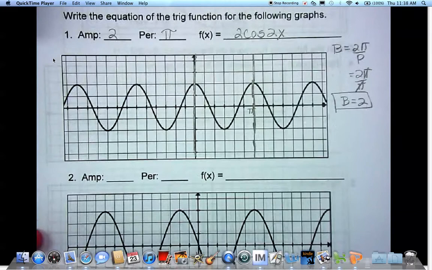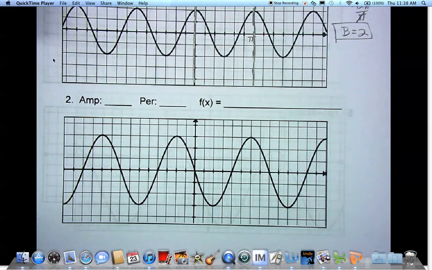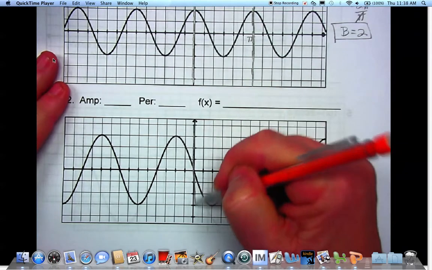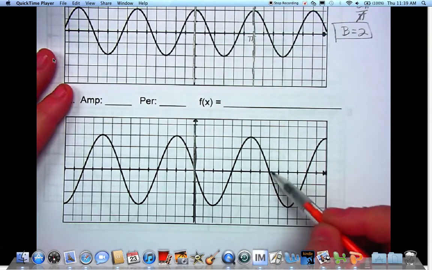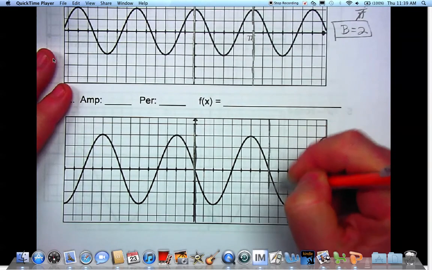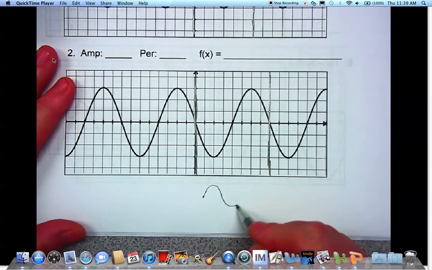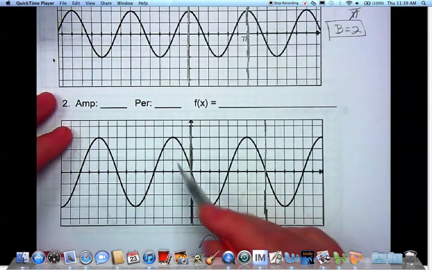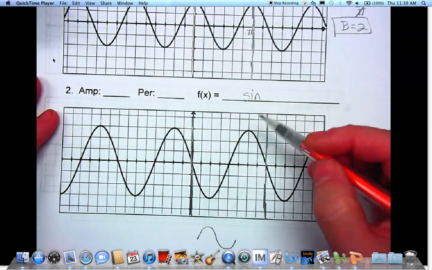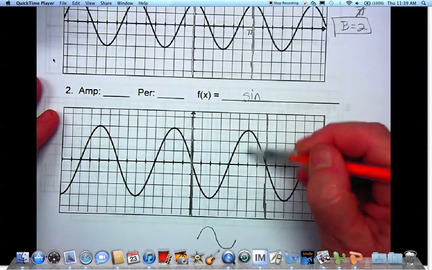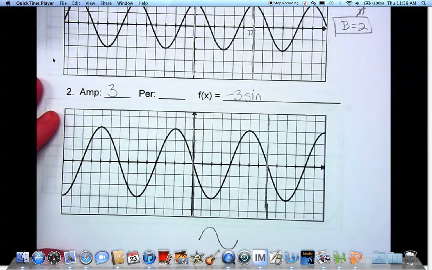Okay, let's go to the next one. This one's a lot easier. Yeah, writing equations is easier. Now, this one, we start at 0, always, for now. What does it look like? A negative sine, because it's going down. Normally a positive sine starts up. This one's starting down, so it's negative sine. And the amplitude is 3. 1, 2, 3. So it's going to be negative 3 sine.